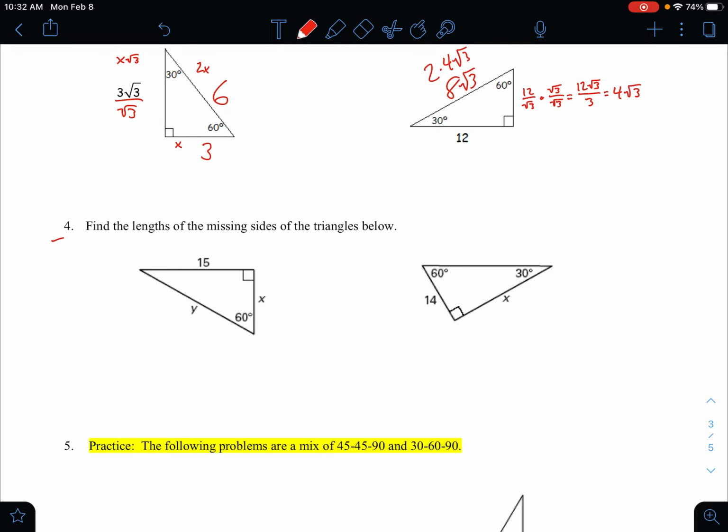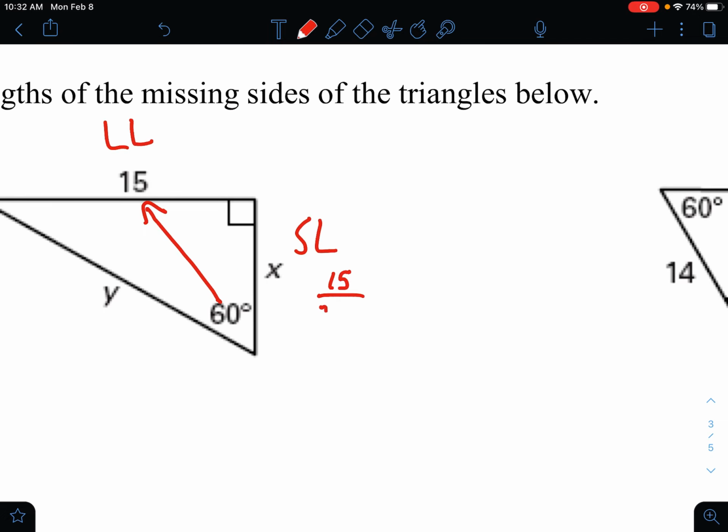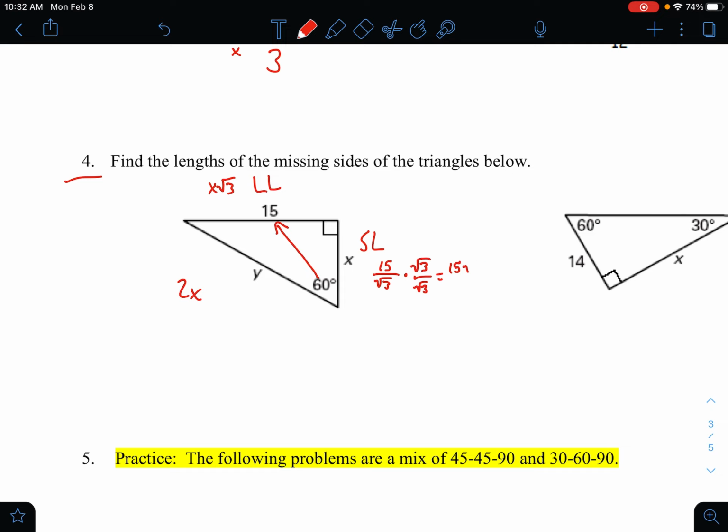Last thing I'm going to do with you is number 4 here, okay? 15 is across from 60. So this is my long leg. X is my short leg. To find that, we have to do 15 divided by square root 3, right? You got to take the square root 3 out of it, because this is going to be x square root 3. This is just x, and then this is 2x, right? 15 over square root 3 can't be divided, so you have to rationalize it. Then we got 15 square root 3 over 3, and that's going to simplify to 5 square root 3. And then when we double it to get y, you're going to get 10 square root 3.